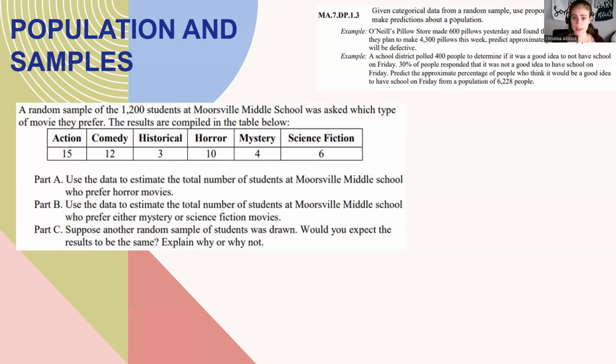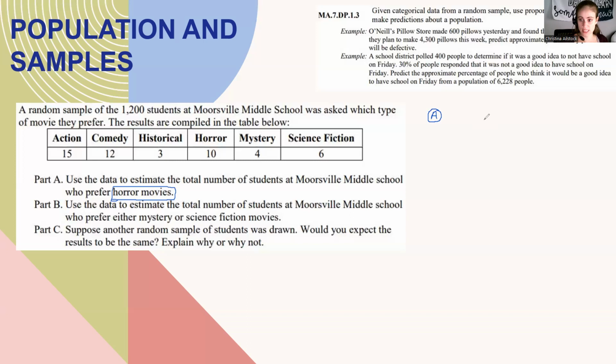So with a proportion, that's when we have 2 ratios, typically written in fraction form, and they are equal to each other, which is what we have here. This is a sample, and that's estimated to be approximately equal to the population as a whole. So first for part A, we are being asked to estimate the total number of students who prefer horror movies. The first thing we need to do for part A is identify the sample, because that's the information we're given as a whole.